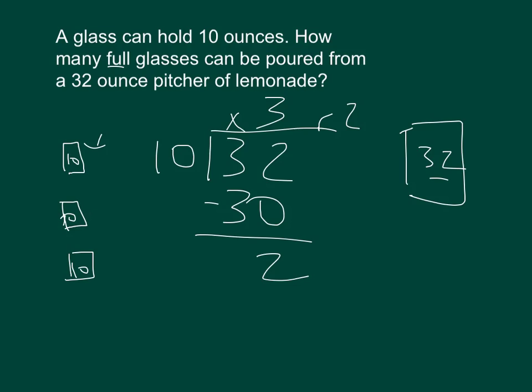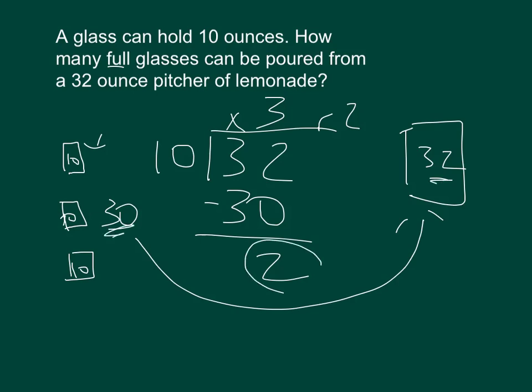If I had 3 glasses that contained 10 ounces each, I would have used 30 ounces from my pitcher over here that had 32 ounces. If I used 30 ounces of the 32 ounces that were in the pitcher, that leaves me the 2 ounces that are left over. The key part to this question here is how many full glasses can be poured. If I have 2 ounces left, yes, I could make another glass, but that other glass would only contain 2 ounces. It would not be completely full.